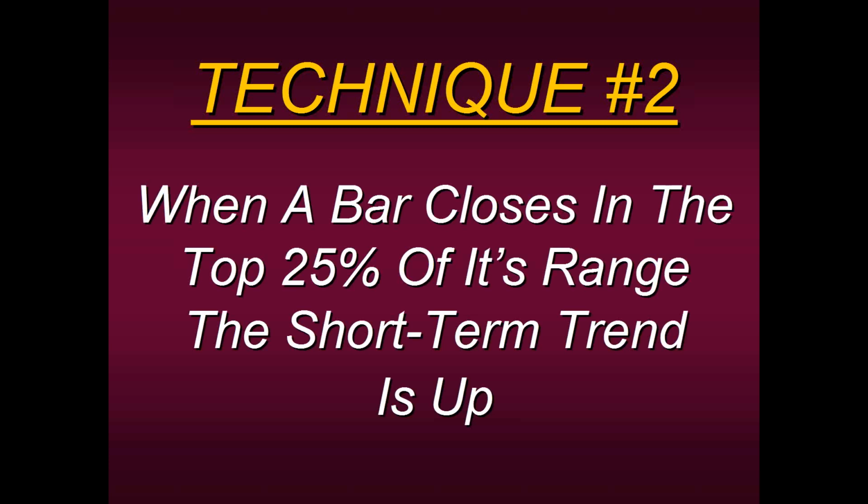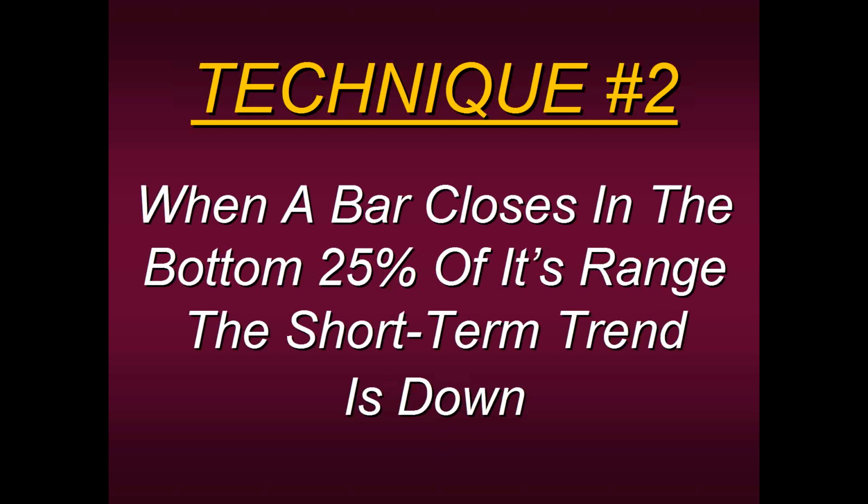When a bar closes in the top 25% of its range, the short-term trend is up. That's simple, right? Conversely, once again, when a bar closes in the bottom 25% of its range, the short-term trend is down. It's that simple. It's right there on the chart in front of you. In fact, it always has been. You just were never trained to look for these things, right?